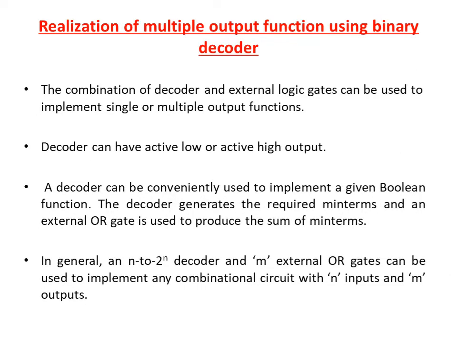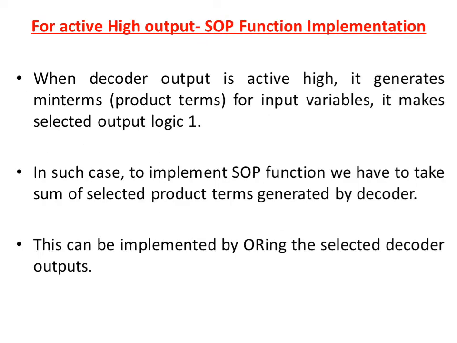A decoder can be conveniently used to implement a given Boolean function. The decoder generates the required minterms and an external OR gate is used to produce the sum of minterms. In general, an n to 2 power n decoder and m external OR gates can be used to implement any combinational circuit with n inputs and m outputs. For active high output condition, the SOP functions are implemented. Now let's see how to implement.